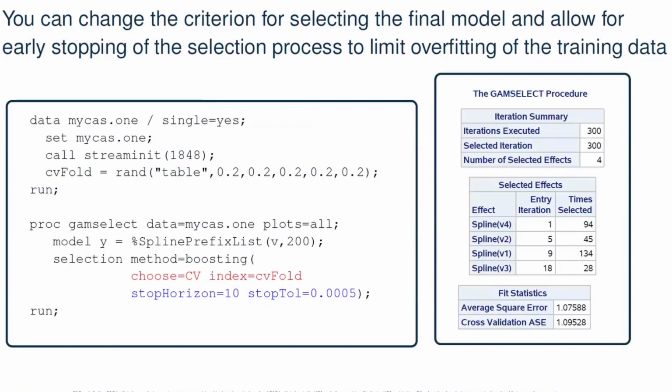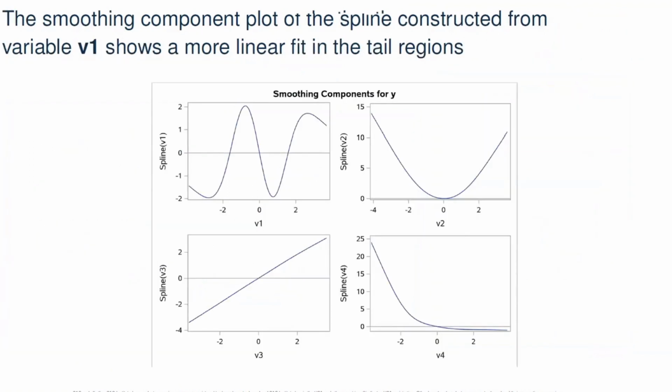This model has comparable training data ASE and cross-validation of the ASE, with values of about 1.08 and 1.1 respectively, so again, a pretty good fit. Looking at the smoothing component plots for the selected model, the curves for the variables v2 to v4 look pretty good, but the curve for the variable v1 shows a more linear fit in the tails, suggesting some possible over-regularization in this case.